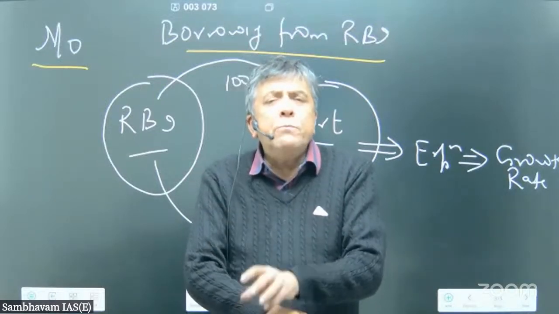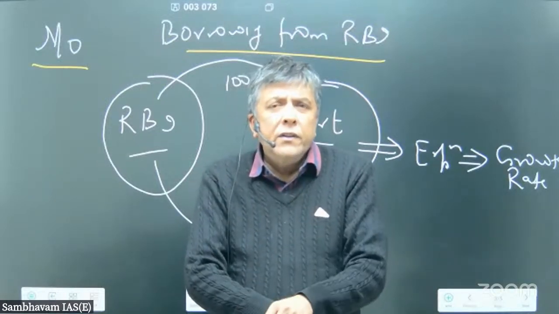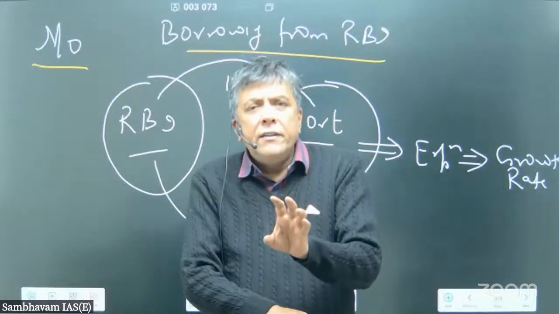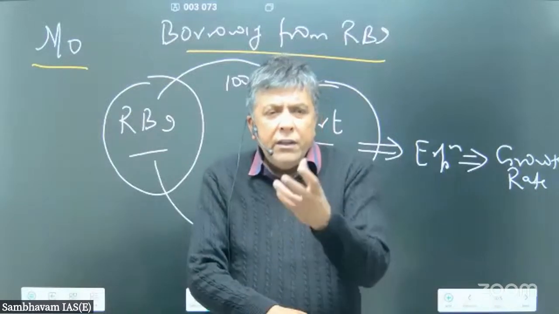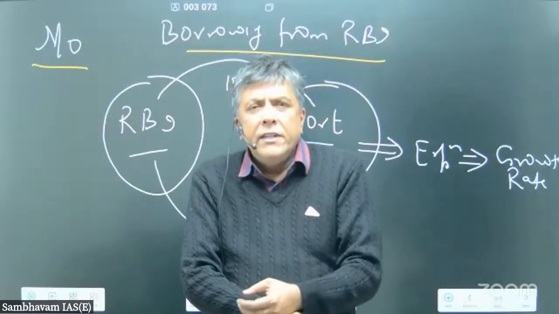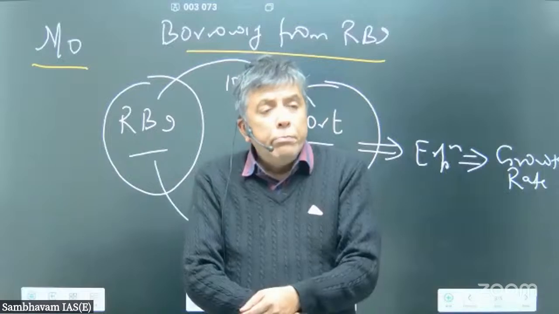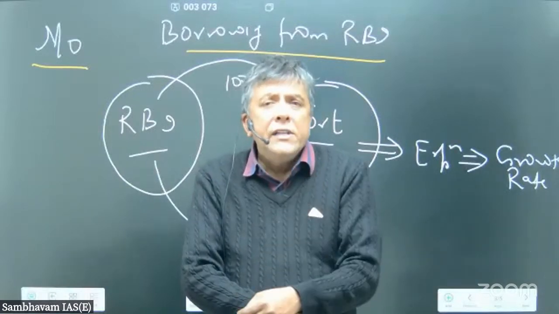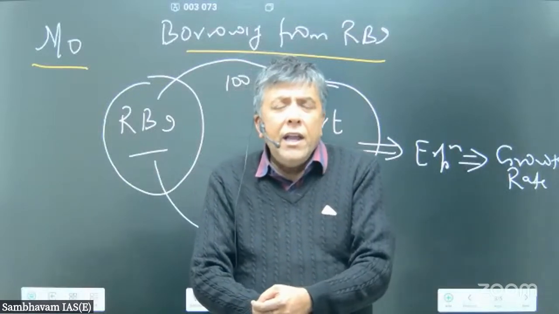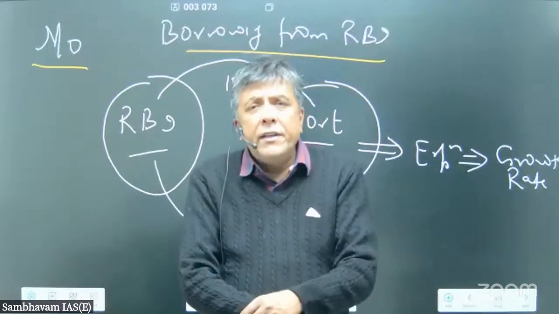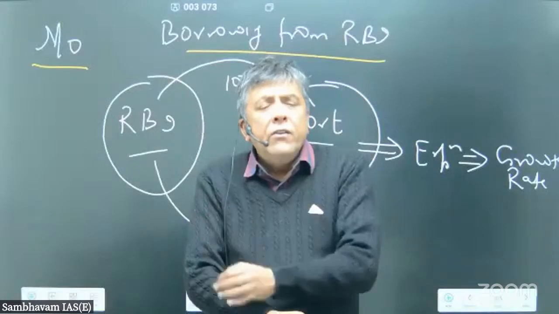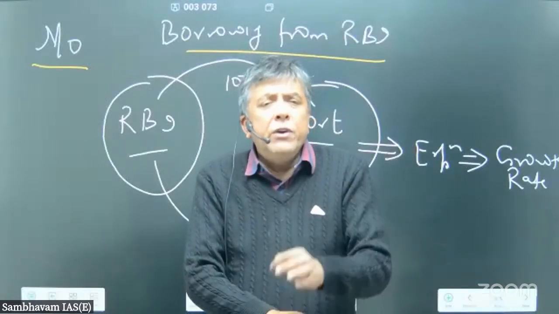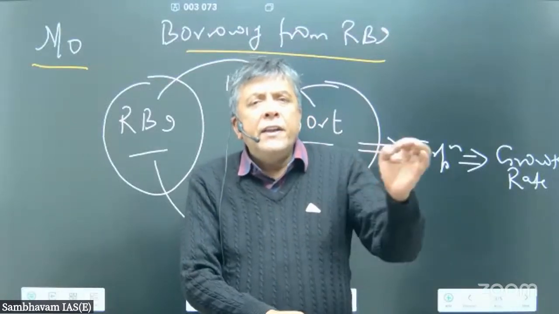Initially, this policy was introduced to provide the government some sort of financial support. Even to run, the government needs money. To meet the day-to-day expenses, government needs money. And there, if there is some shortage, it can borrow from the RBI. It was not meant for financing the budget. It was not meant for financing the deficit.